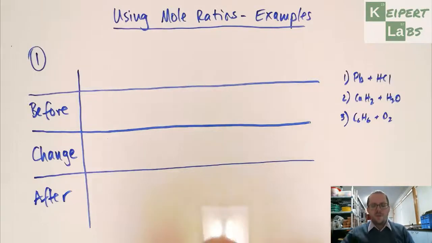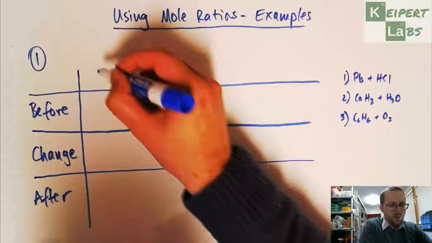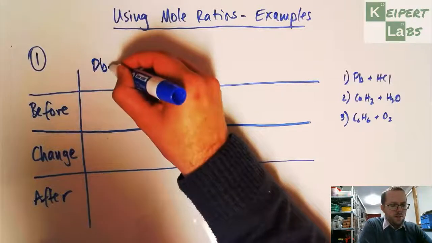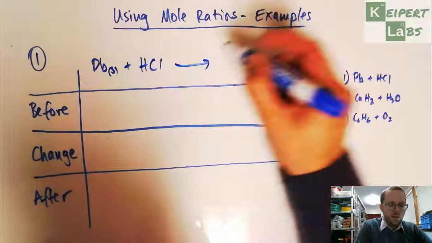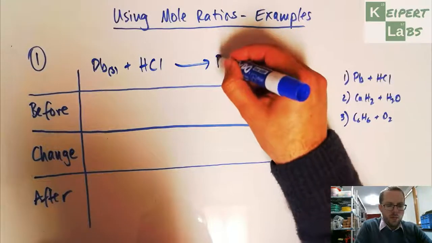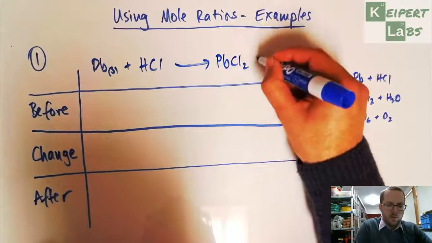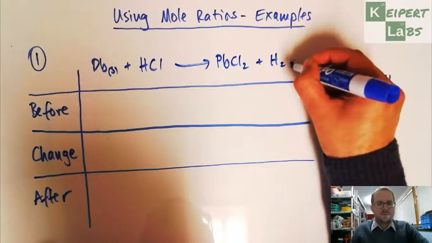The first one is lead metal reacting with hydrochloric acid, HCl, to form lead chloride and hydrogen gas. How much hydrochloric acid is needed if we have 4 moles of lead? As ever, we must start with a balanced chemical equation. Lead solid reacts with hydrochloric acid to form lead(II) chloride, PbCl2, plus hydrogen gas.